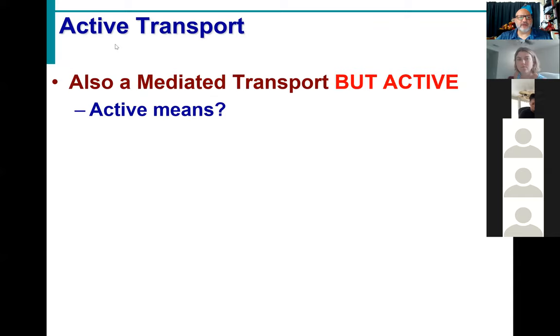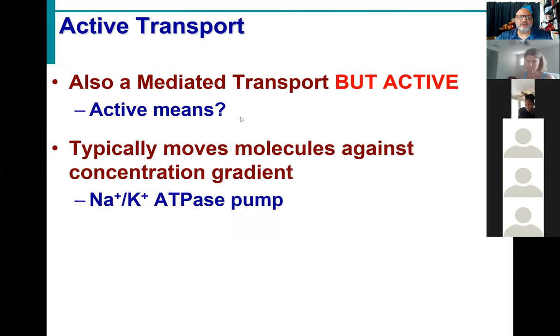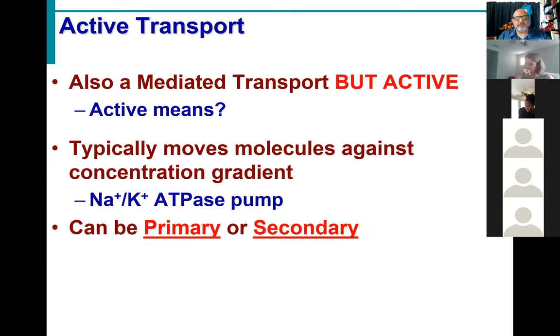So again, as we mentioned, active transport is also mediated or facilitated. We have to use proteins, but it's active, which means it uses ATP, typically moving molecules against the concentration gradient, not always, but most of the time. And like I said, the classic example is that sodium potassium ATPase, so that sodium potassium pump. They can be primary or secondary, whether they directly use ATP or indirectly.